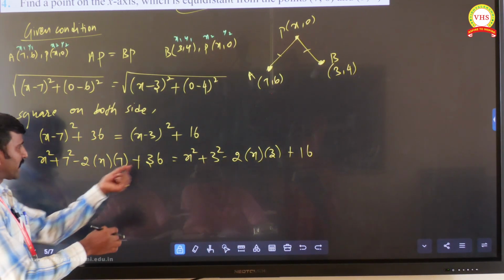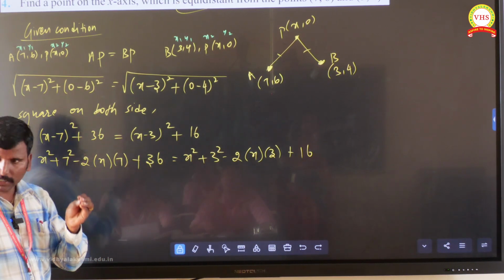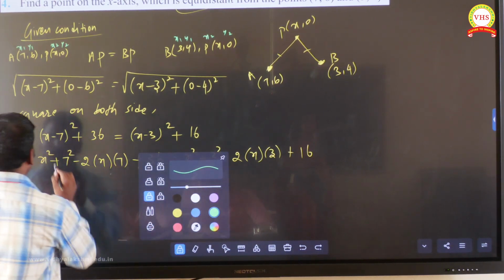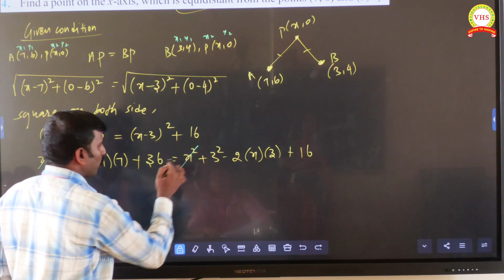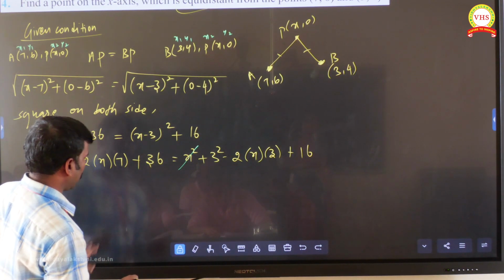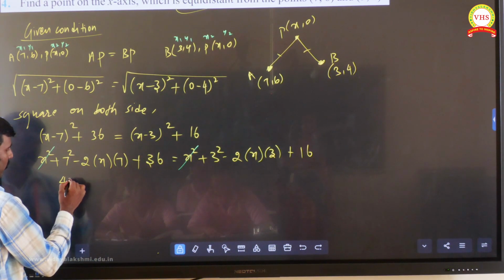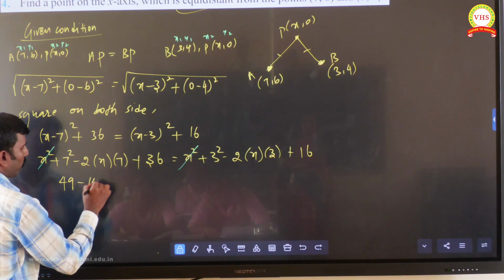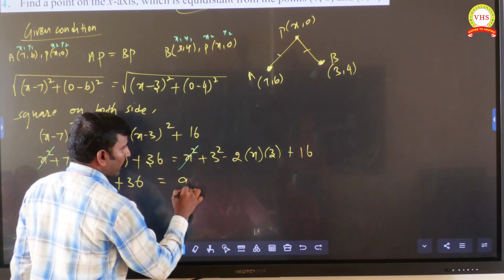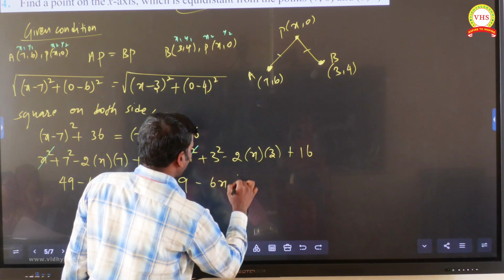See children, when we have an equal sign between the two sides, and a term has the same sign and the same numerical value on both sides, we can cancel it. So x square I'm going to cancel, because when you bring it to the left hand side it will have the opposite sign. So we can cancel directly here. Only these two terms we are applying. What is the 49 I'm getting? 2 7s are 14, 14x plus 36, which is equal to 3 square 9, 2 3s are 6, minus 6x plus 16.